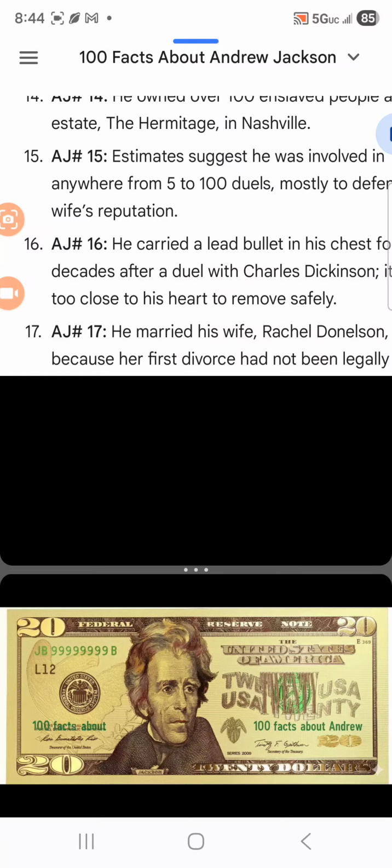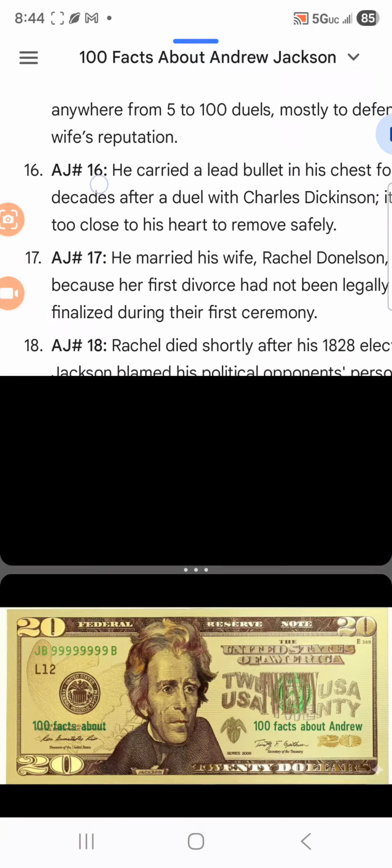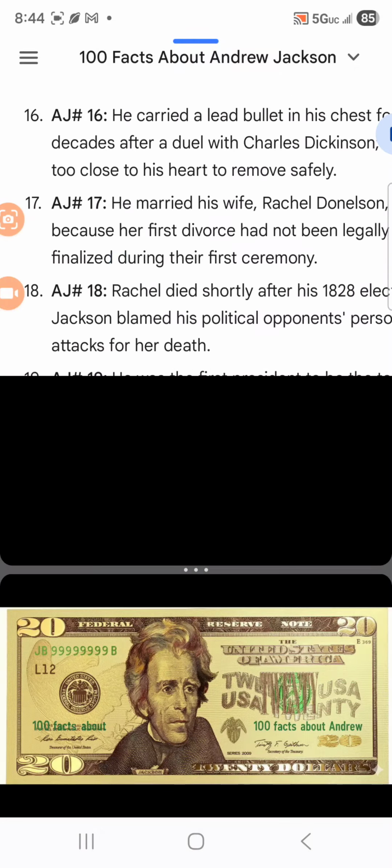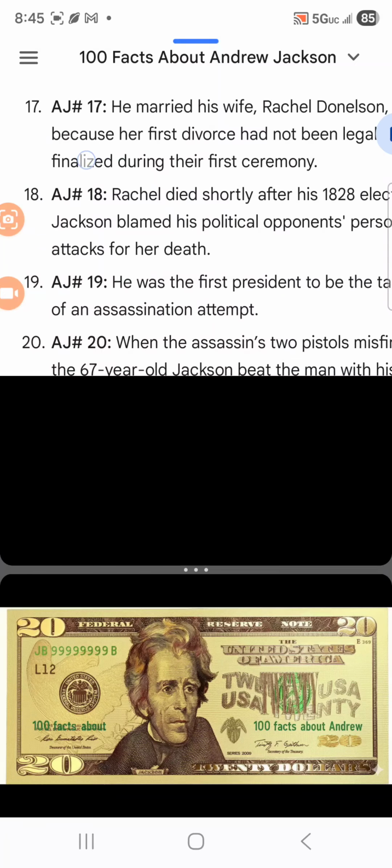AJ number 17. For a second there, I thought it said Charles Dickens. He married his wife, Rachel Donaldson, twice because her first divorce had not been legally finalized during their first ceremony. So technically he was a bigamist. AJ number 18. Rachel died shortly after his 1828 election. Jackson blamed his political opponent's personal attacks for her death. Imagine being so insulting that someone just dies.